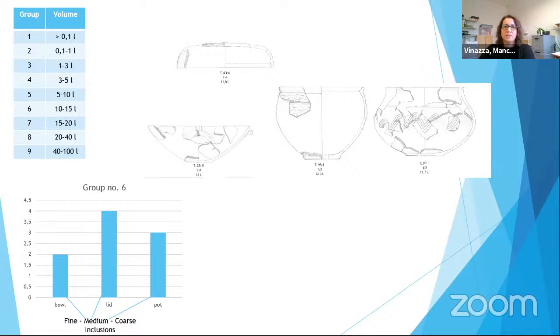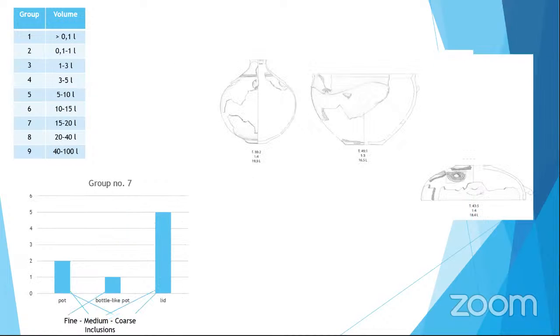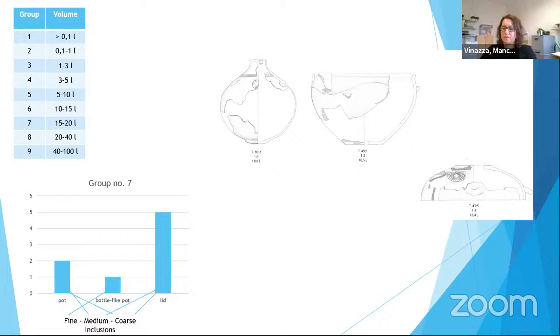In group number 6, there is a barbotine on outer surface of the pots. Bowls are burnished. They were probably meant for long-term storing and food processing. Pots from 7th group have additional elements for better handling. The bottle-like vessel appears for the first time, and they were meant for food and liquid storing.